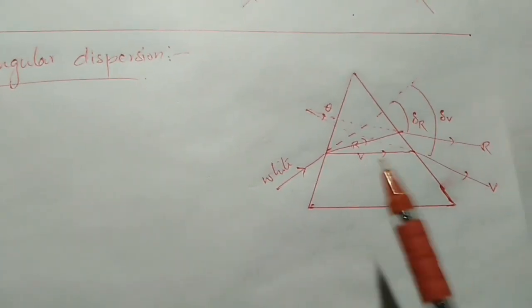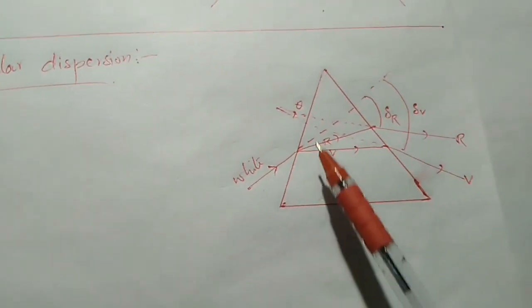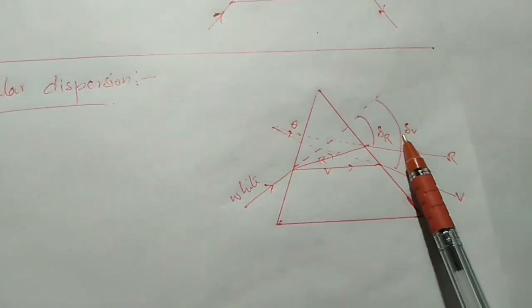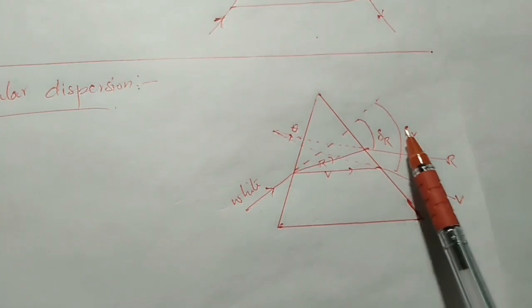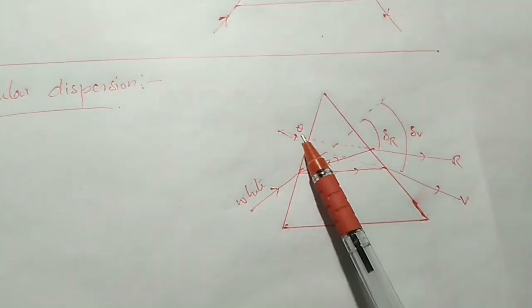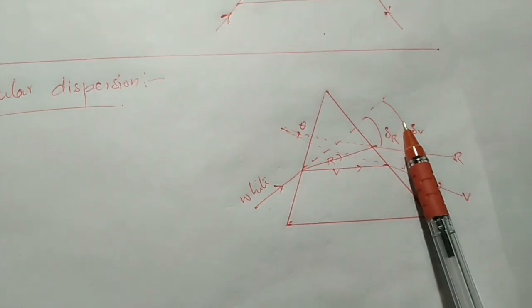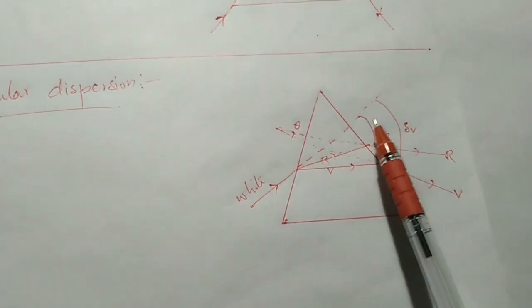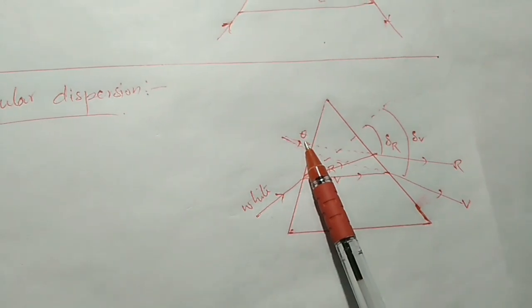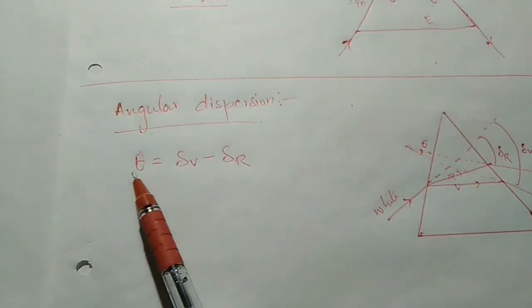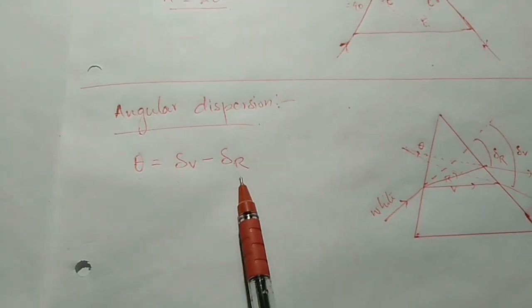I'm not going to explain it again, the same diagram here. We can see here del V is greater than del R, so del V minus del R is the difference of the angular deviation of these two colors, and this difference is known as theta, the angular dispersion. So let's write here first, theta is equal to del V minus del R.